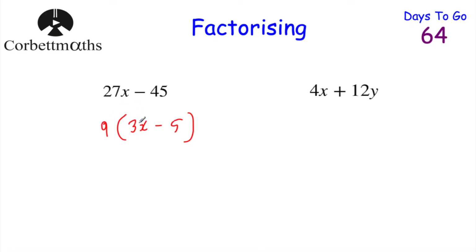And we can test it. 9 times 3x is 27x. And then we've got our minus, and then 9 times 5 is 45. So that's it. Okay, next I asked you to factorise 4x plus 12y.